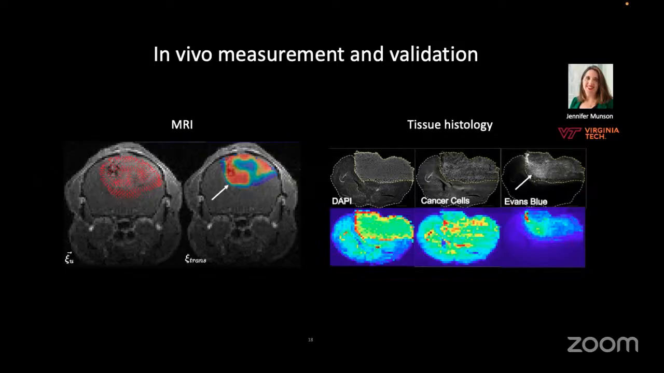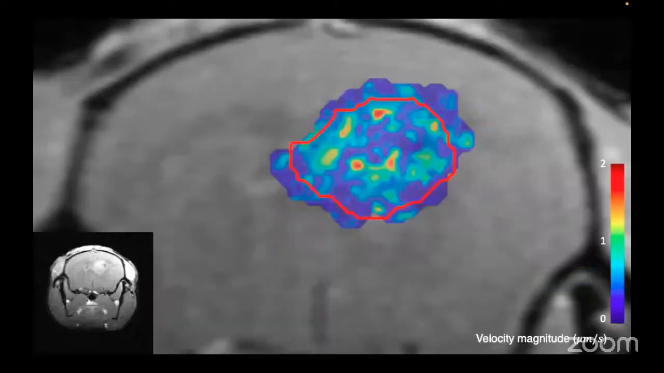We have a way to measure fluid flow with this dye Evans blue. And this white arrow that you're seeing is showing how the MRI completely predicts this aggregation of blood flow in the histologic tissue. And as a practical illustration of what this looks like, just zooming in, here's this algorithm performed on a mouse.